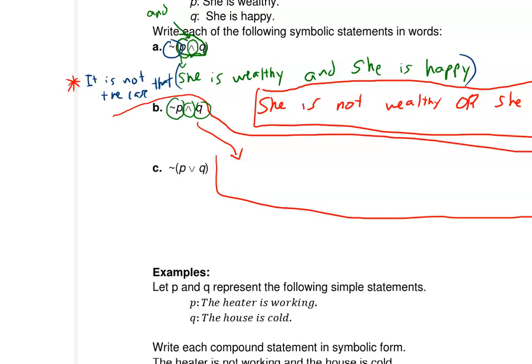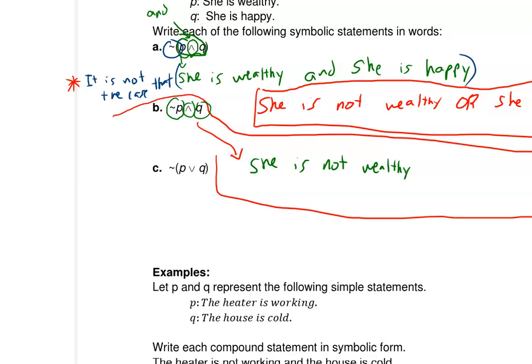We could say it is the case she is not wealthy, but we're not thinking like this doesn't apply to the happiness one, right? That negation only applies to P. It doesn't apply to both statements like A did, right? In A, that negation applies to both P and Q. Here, we're only applying the negation to P. And it's just like we did in 3.1. To negate that, we could say it is not the case that she is wealthy, but it's just easier to say she is not wealthy, right? So to negate statement P, we would say she is not wealthy.